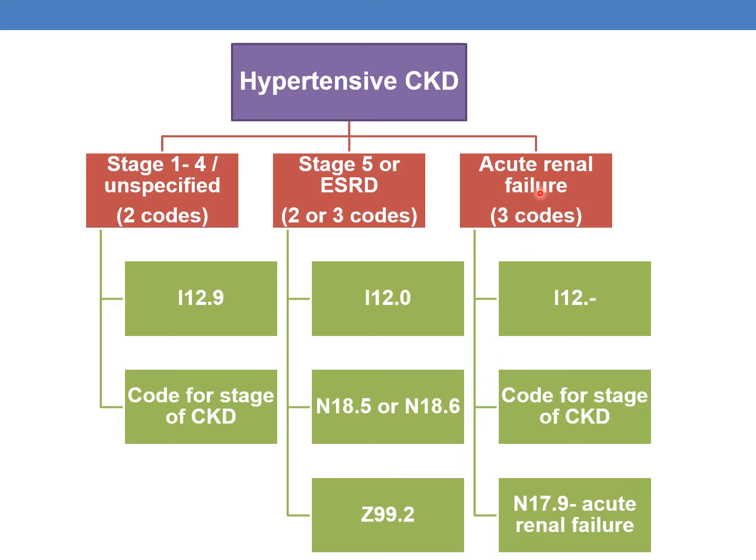If the patient additionally has acute renal failure, then you have to code an additional code, N18.9 for acute renal failure. If the patient has CKD, hypertension and acute renal failure, then the codes are from the I12 series, code for CKD, and additionally code for acute renal failure N17.9.